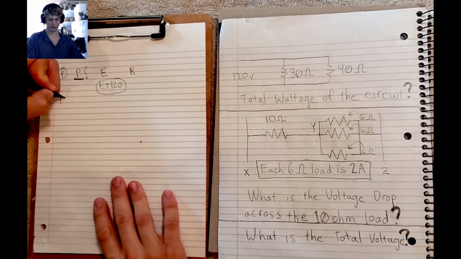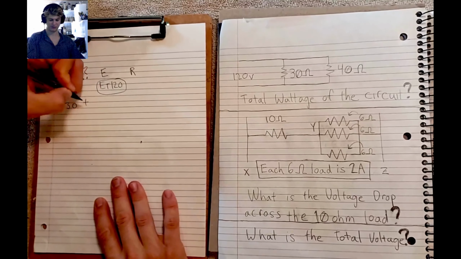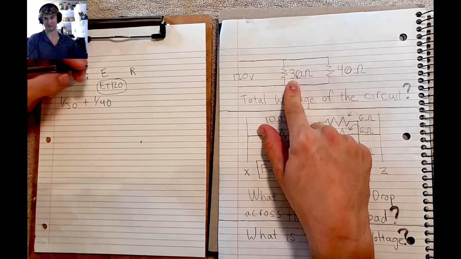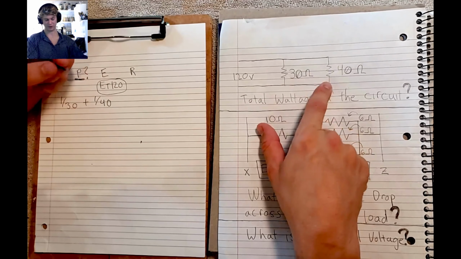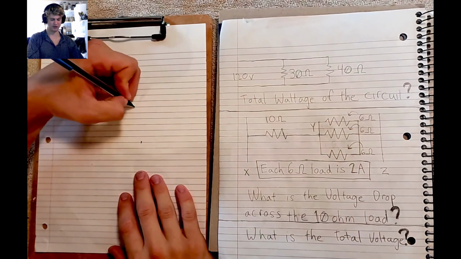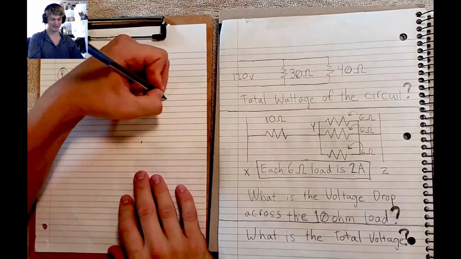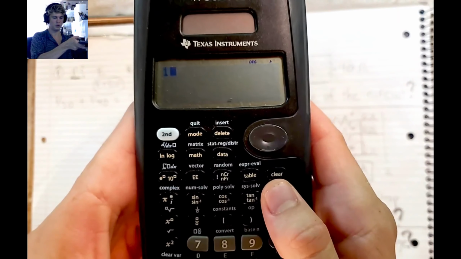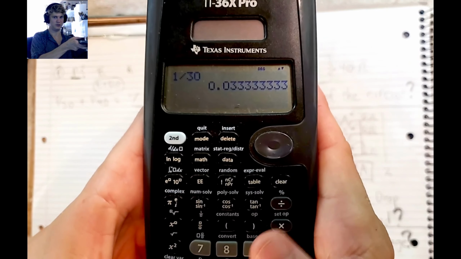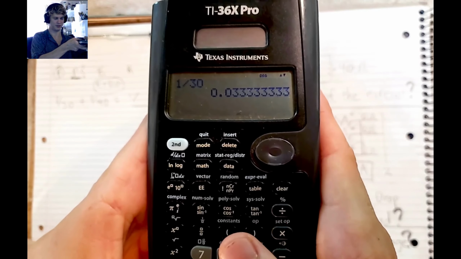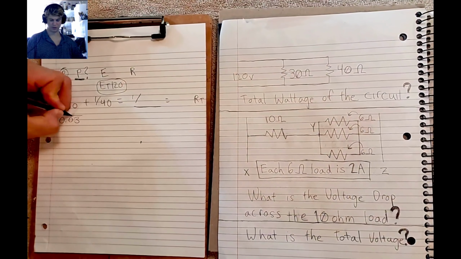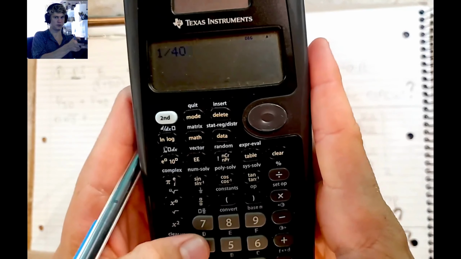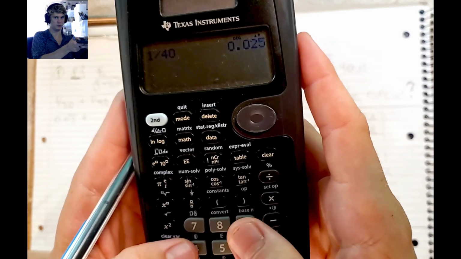So do 1 over 30 plus 1 over 40. Of course, these are the resistances of the resistors wired in parallel. That's going to equal that number, which we're going to do 1 over, and that's going to equal our total. So let's get into it. 1 over 30 equals 0.03 repeating, plus 1 over 40, which is going to equal 0.025.